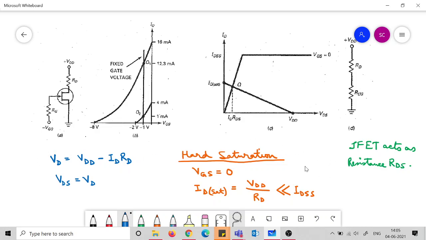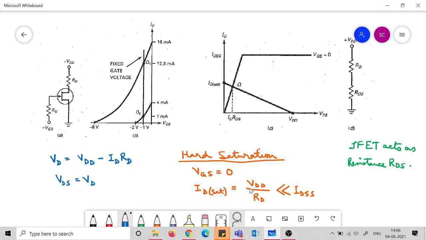If you are giving VGS equals 0, then you will have some ID. Whatever value of ID you are getting, you call it ID saturation, and that would be simply VDD by RD, because at that time your VDS is assumed to be 0. So that is why it is VDD by RD, and that has to be much less than IDSS. Only then can we ensure that we are in the ohmic region.